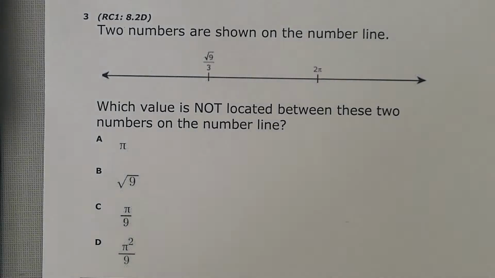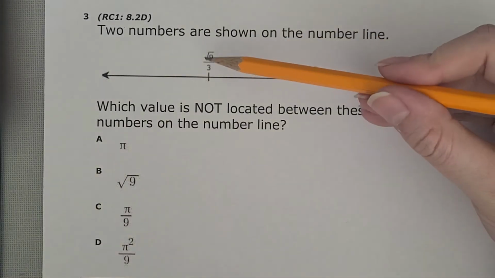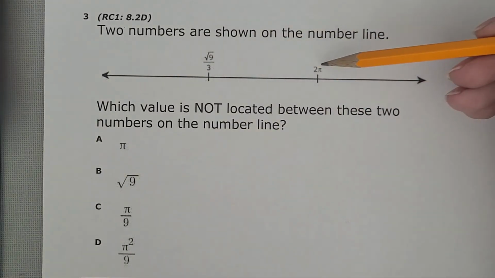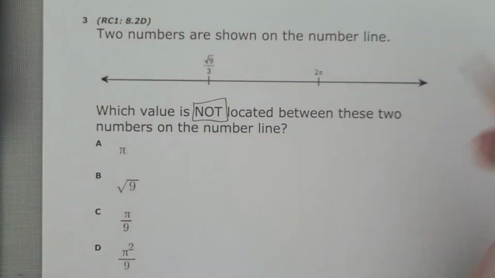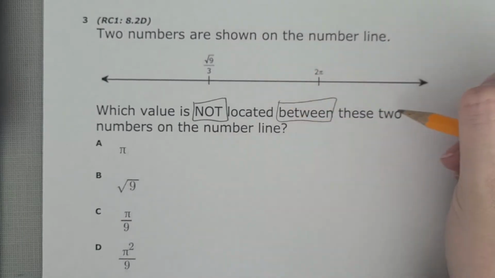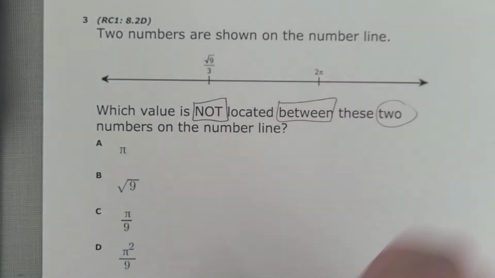Okay, number 3 says two numbers are shown on the number line. You have the square root of 9 over 3 and then 2 pi. All right, which value is not located between these two numbers on the number line?